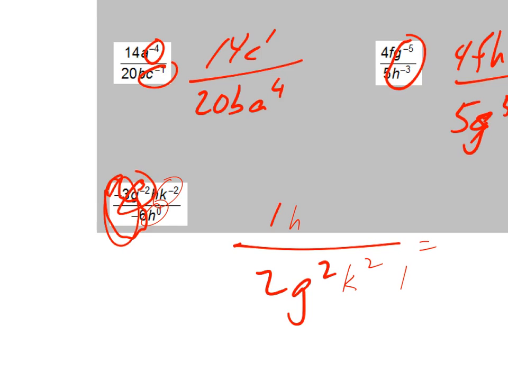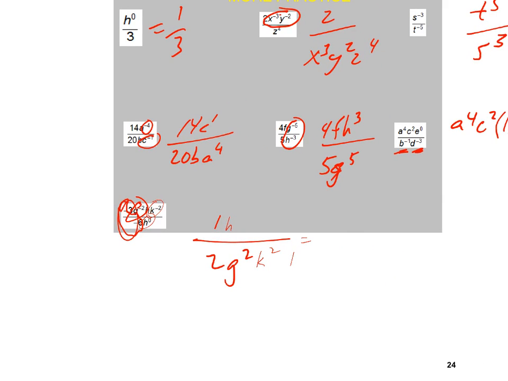And now we kind of clean this up from here. So we'd have 1h, or just h, left up top. And then we have a 2, we have a g squared, and we have a k squared here. And again, that's just from moving all of these around here, so that we could, let's see, can I get a bigger eraser here? There we go.